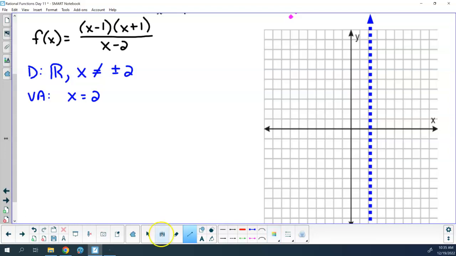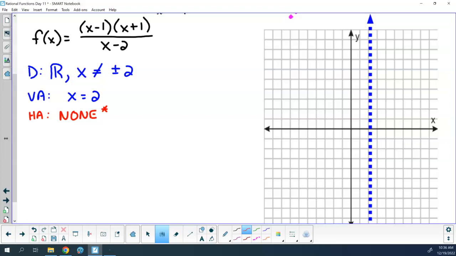My horizontal asymptote. None, because what's the degree up top? 2, because there's 2 x's. Another way to find degree is we count the number of x's there are. Okay? 2, bottom, 1. 2 over 1 is big over small. That's a none case. But it differs by 1.